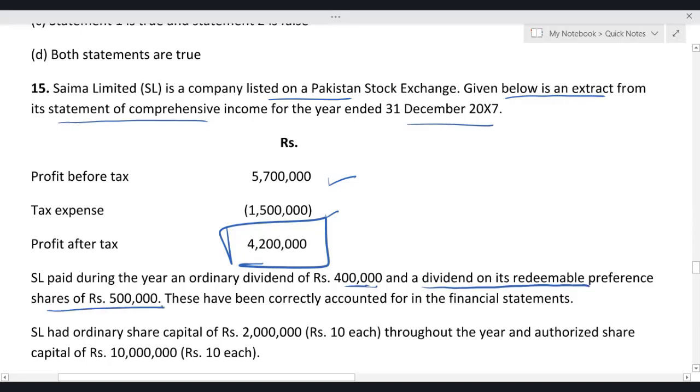Students, we have already discussed, logically redeemable preference shares are your financial liabilities. It is a loan. Can I say logically on loan, we don't pay dividend, we pay interest. And obviously interest is already deducted before reaching the profit after tax value. So simply redeemable preference shares are loans, and the term dividend over here does not mean dividend, it is actually interest. The examiner says these have been correctly accounted for in the financial statement, so there's no need to do anything.